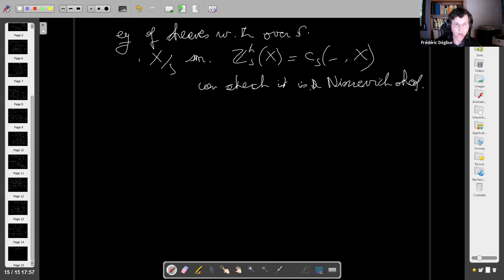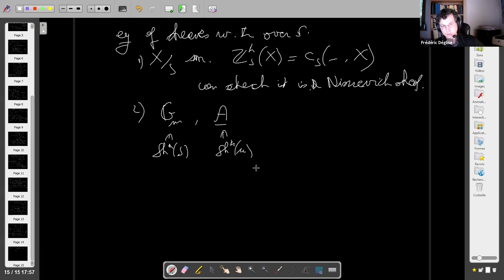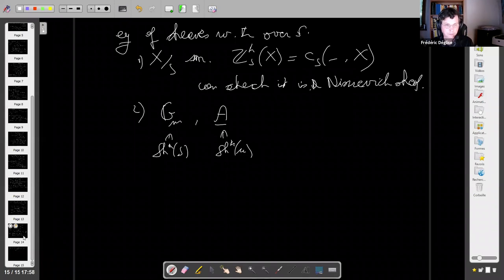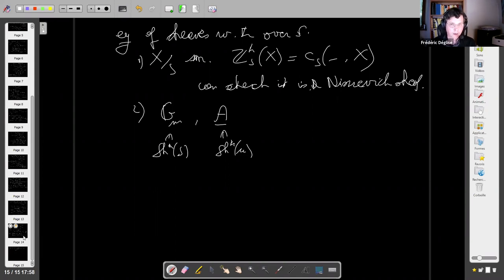There are other examples. All the ones that I've given, so Gm, underlined A, so this is a sheaf with transfers over S, and this is restricted to fields, where A is just an abelian variety or even a semi-abelian variety. Okay.